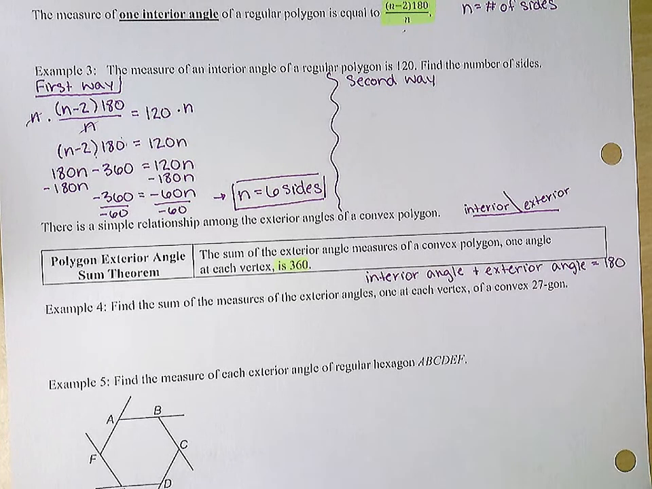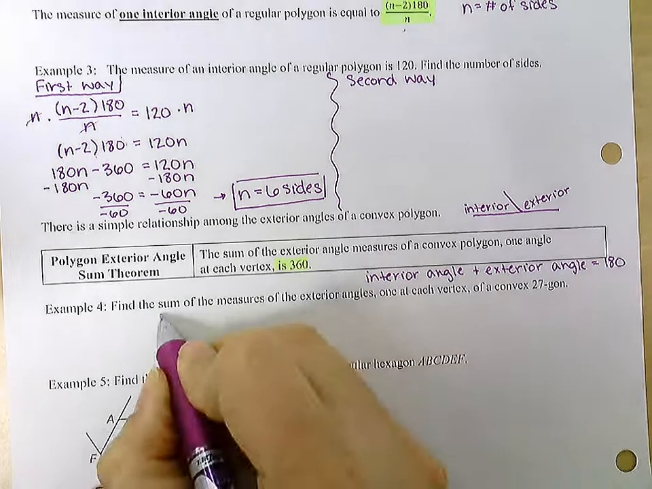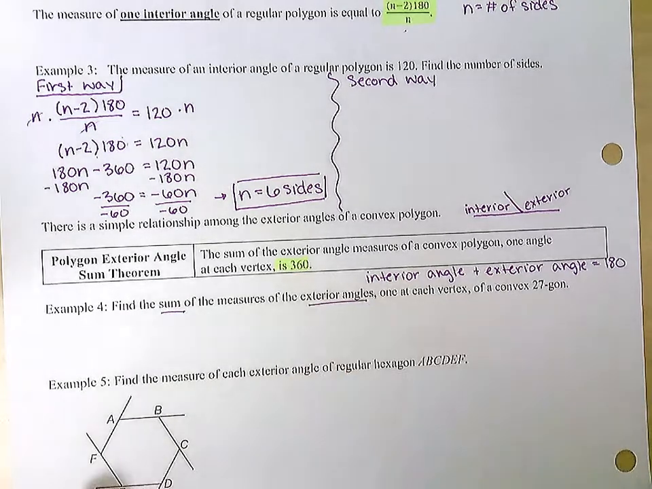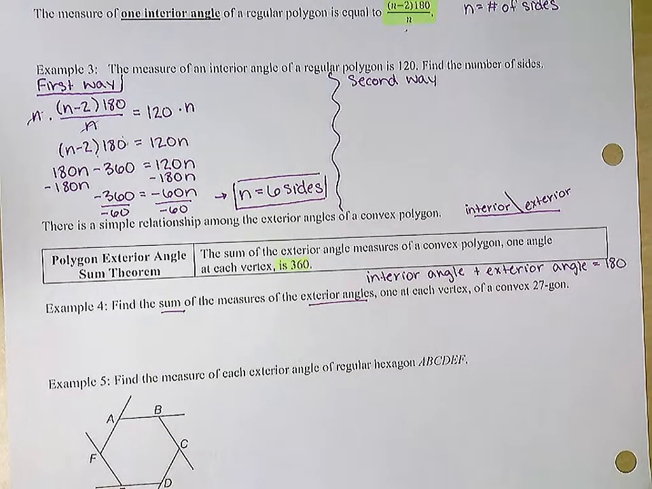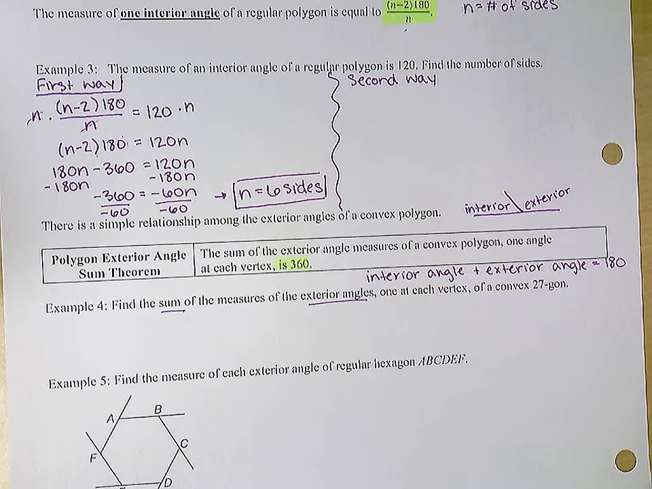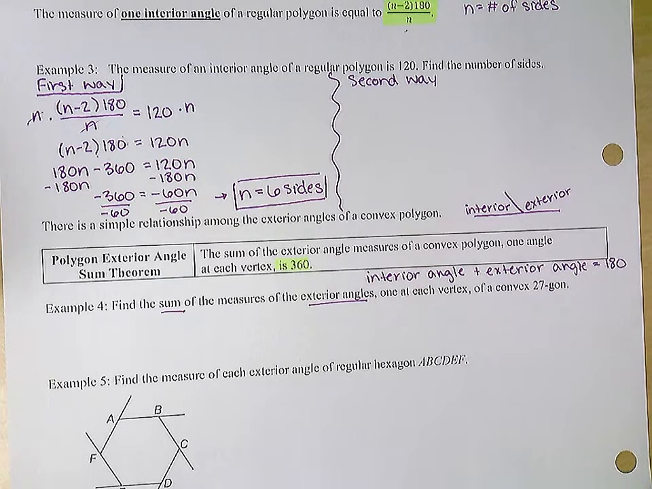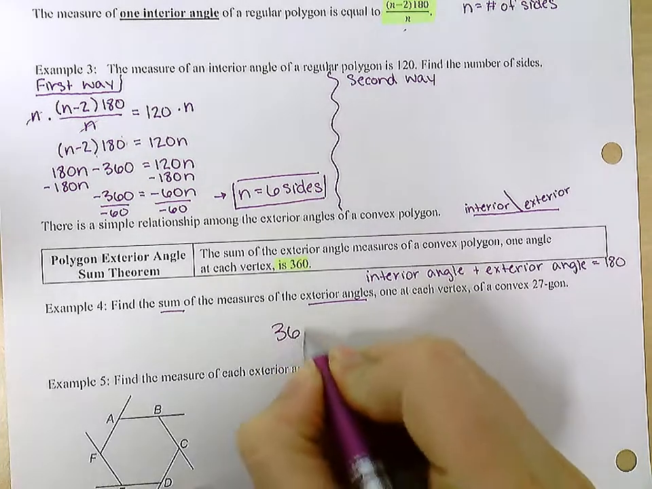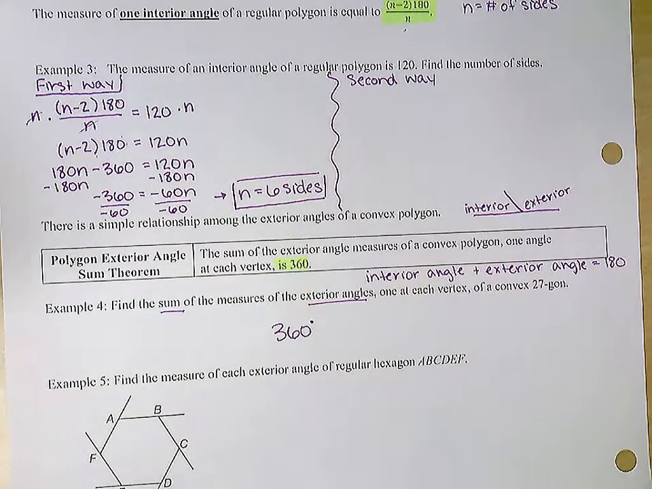So continuing down here, example 4, we want to find the sum of the measures of the exterior angles of a convex 27-gon. What is the sum of your exterior angles? 360. Again, no formula for finding sum of exterior angles. It is 360 degrees no matter what size polygon you have.